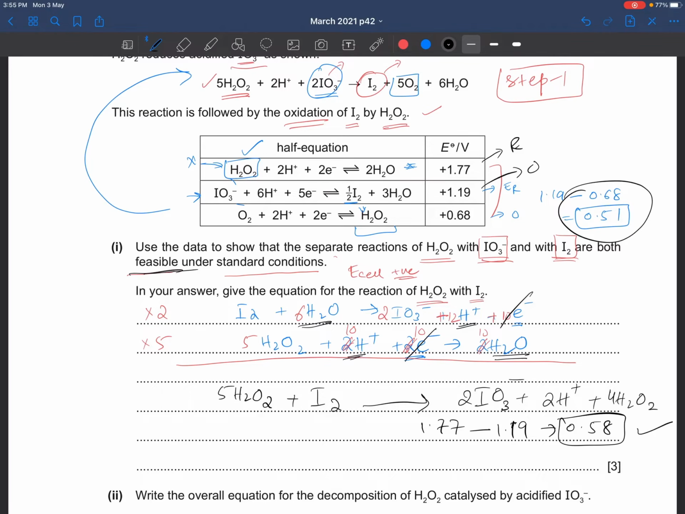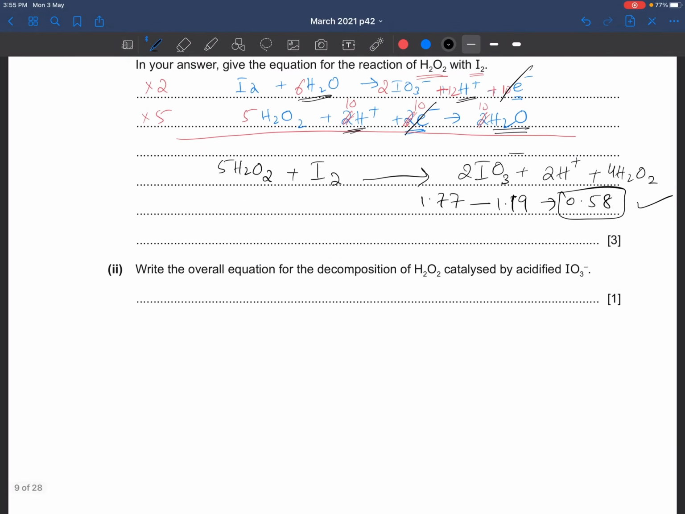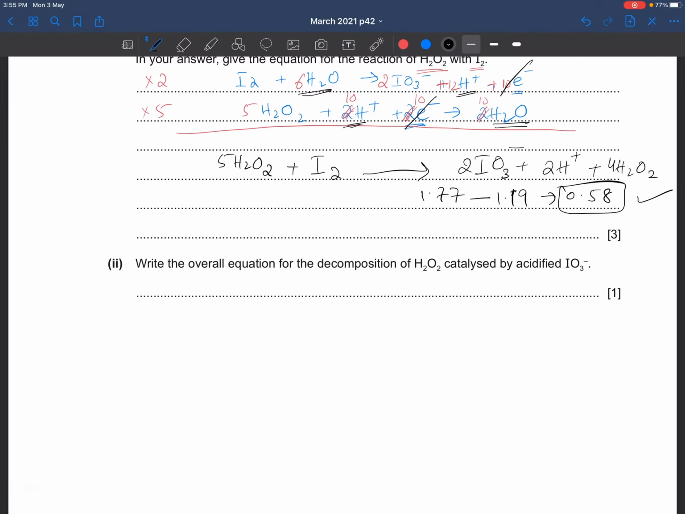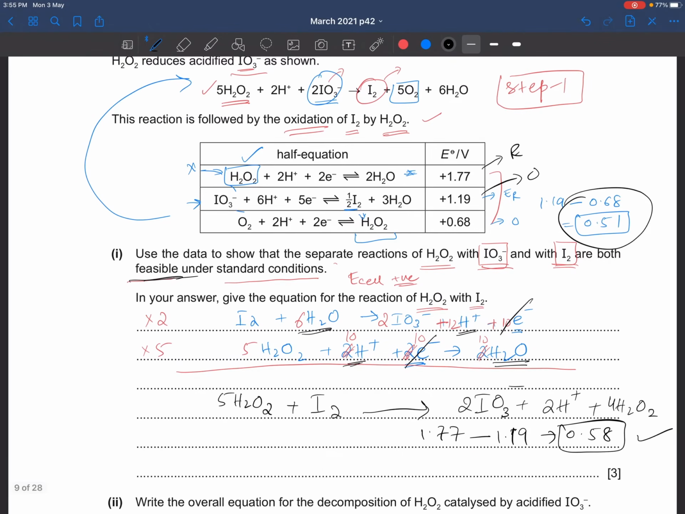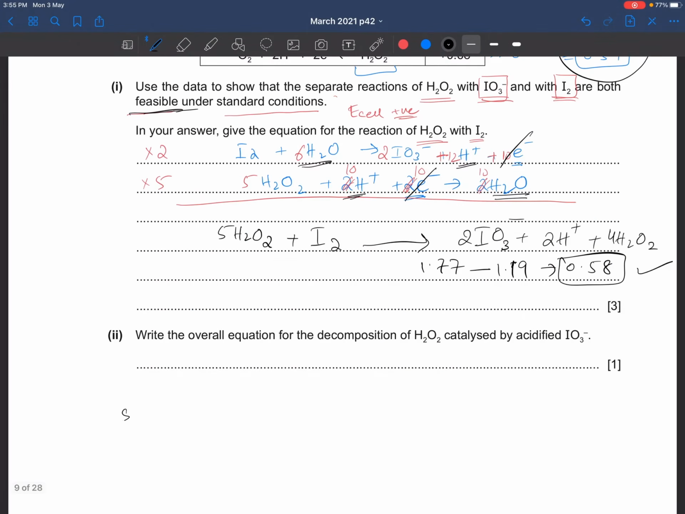Alright, now the next question is, write the overall equation for the decomposition of H2O2 catalyzed by acidified IO3 minus. For the overall equation we have to add step 1 and step 2. So step 1 is 5H2O2 plus 2IO3 minus plus 2H plus makes I2 plus 5O2 plus 6H2O.